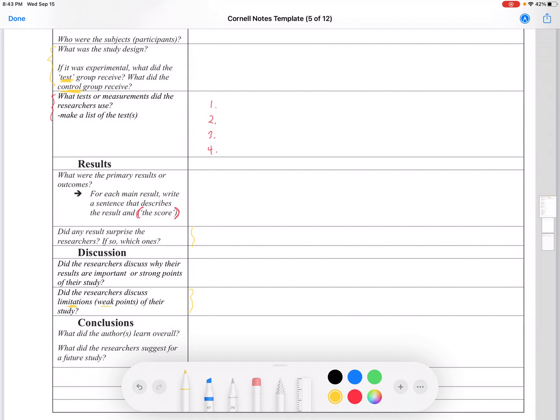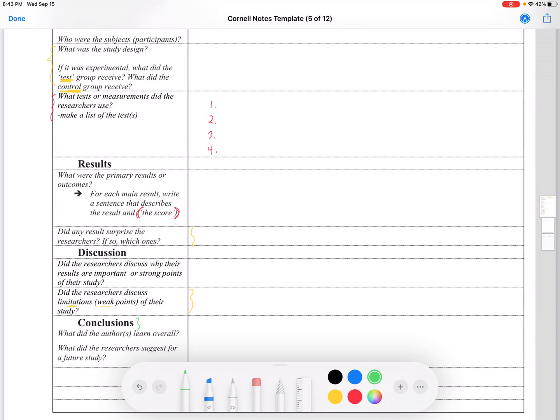Finally, in the conclusion section, what did the authors learn overall? Write 1 or 2 sentences in short form. Remember, no complete sentences, but communicate on your notes the full idea of what the authors learned overall.